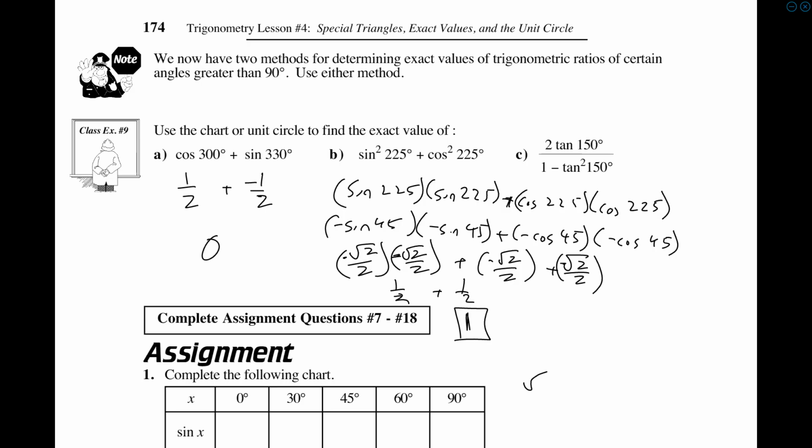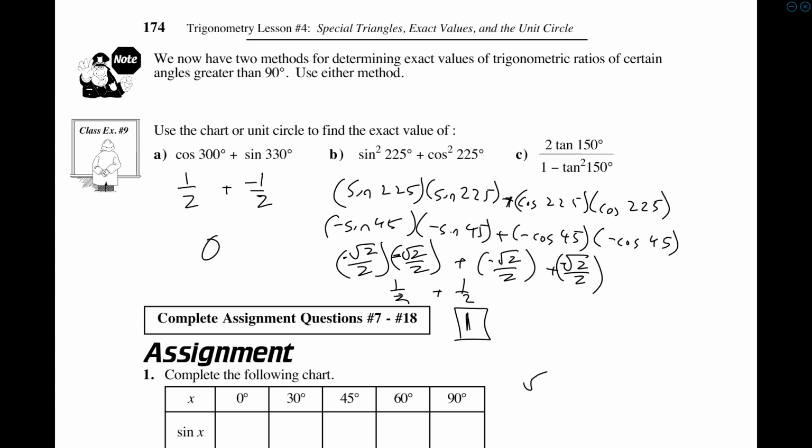So do you see what I did? This is still me going with special triangles. So I thought, okay, I know that 225 for both sine and cos is in quadrant 3, which is negative for both sine and cos. So I'm talking about negative sine of 45, negative sine of 45, negative cos of 45, negative cos of 45. You guys may have checked that and saw sine of 225 is negative root 2 over 2.